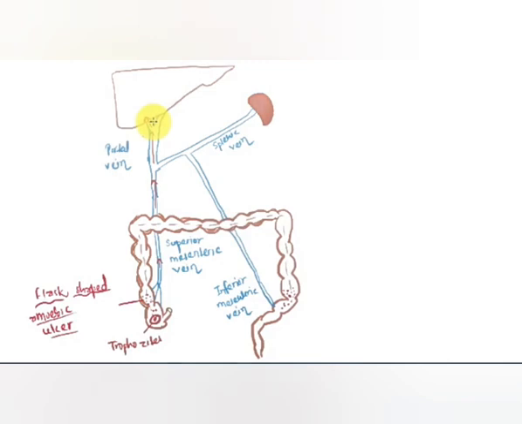And the trophozoite from the left side of the colon travels upward through the inferior mesenteric vein, through the splenic vein, into the portal vein, and through the left branch of the portal vein towards the left lobe of the liver. So, if there is amoebic colitis on the right side of the colon, there will be amoebic hepatitis or abscess on the right side of the liver. If there is amoebic colitis on the left side of the colon, there will be amoebic hepatitis or abscess on the left side of the liver.